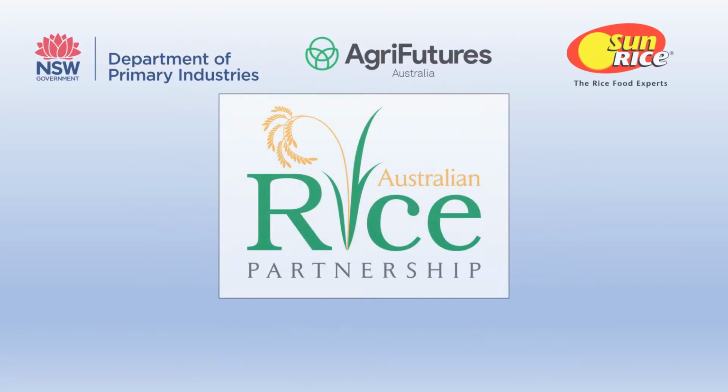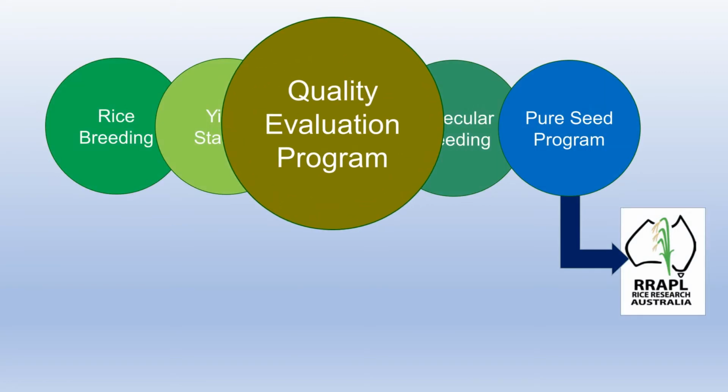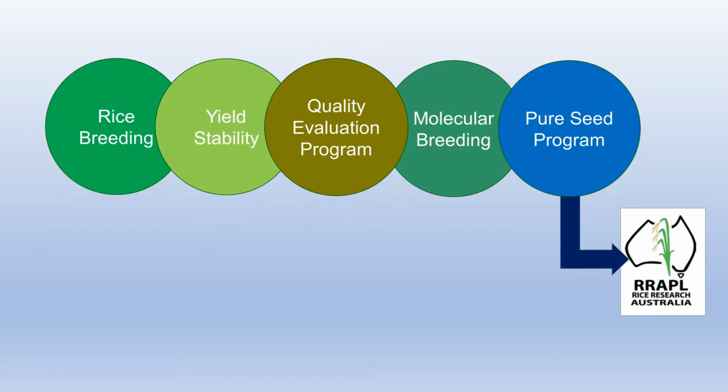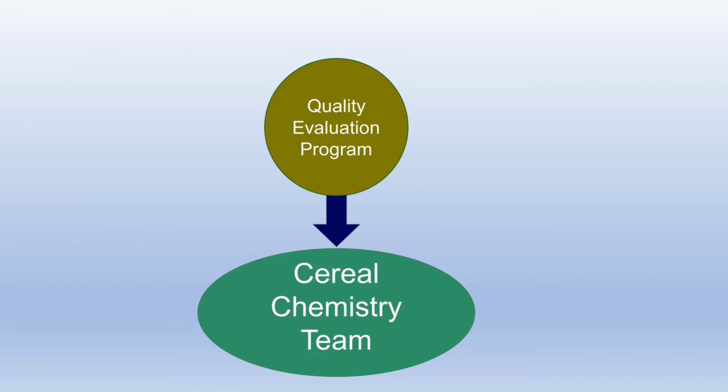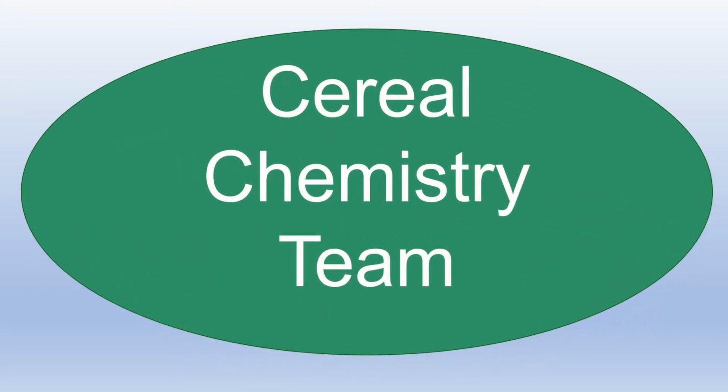Welcome to our series of films about the rice quality evaluation techniques used in the Australian rice breeding program by the cereal chemistry team at Yanco. As an important part of the breeding program, our major function is to assist the rice breeders to select and release new varieties of rice suitable for the Australian climate. Additionally, we perform industry-specific research.